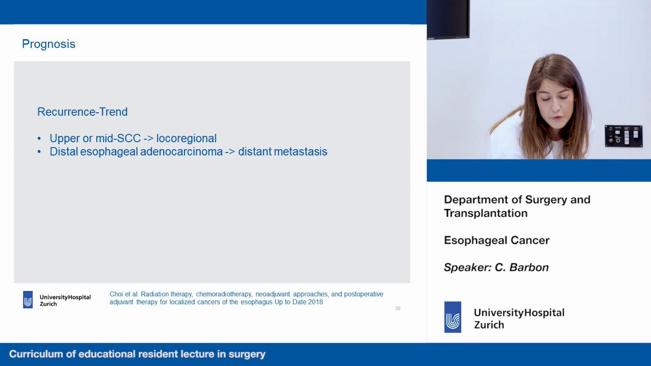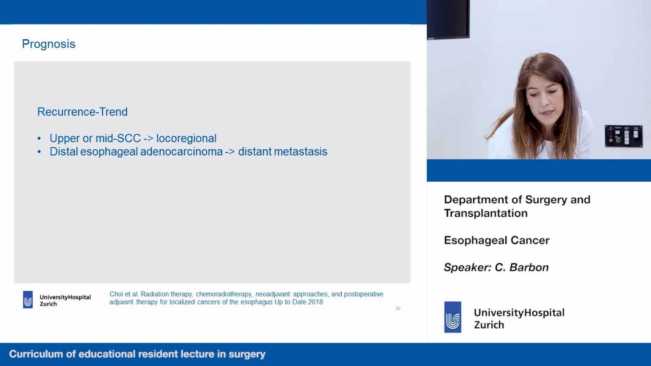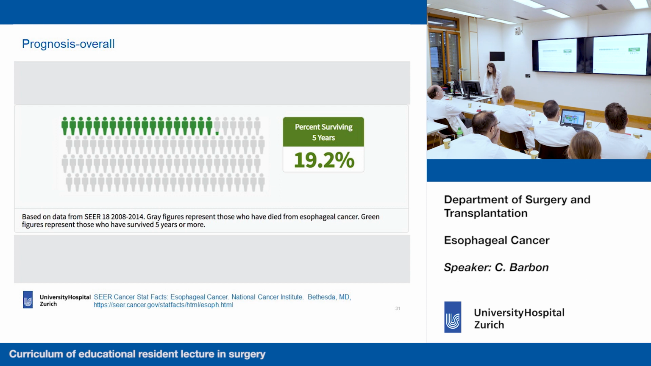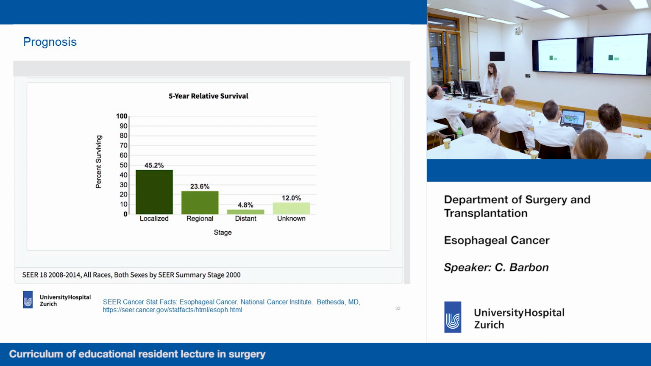So, arriving at the prognosis of this cancer, once again, squamous cell carcinoma and adenocarcinoma are different. They behave differently because squamous cell carcinoma tends to occur more locoregionally, whereas adenocarcinoma tends to have more distant metastasis. This is an image that I got from the Surveillance Research Program of the NIH, which shows that the 5-year survival is 19.2%. However, survival is different according to the cancer stage. If the cancer is localized, the relative survival at 5 years is 45%. If the regional lymph nodes are involved, then the survival is 23.6%, whereas if we have metastasis, survival is very low, unfortunately, 4.8%.